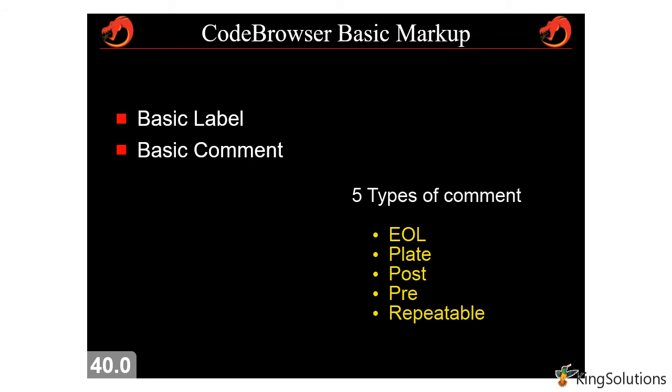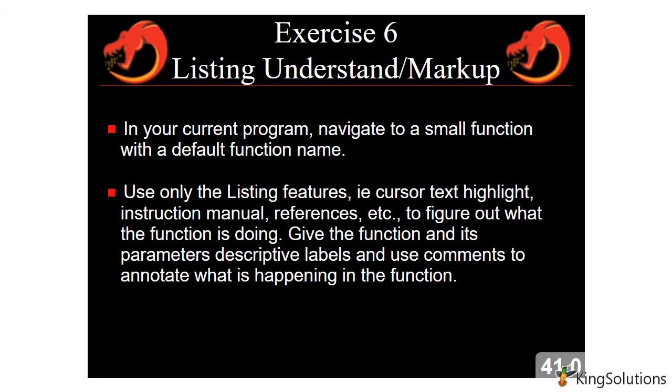There are 5 types of comments. An EOL comment shows up at the end of the current line. A plate comment shows up above the current line and is surrounded by a box. A post comment shows up below the current line. Pre-comments show up above the current line. A repeatable comment shows up anywhere the current address is referenced.